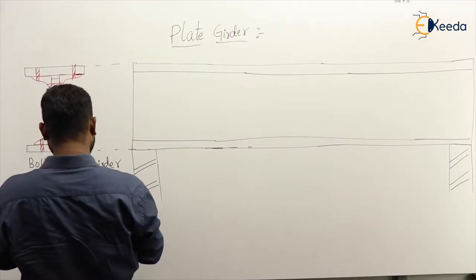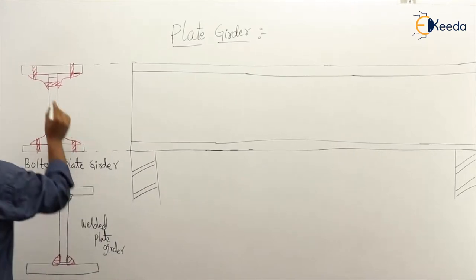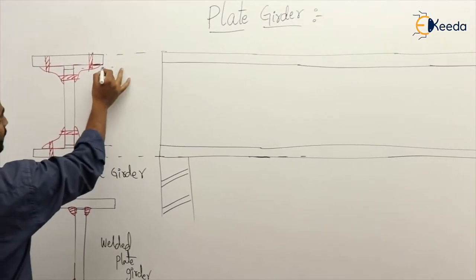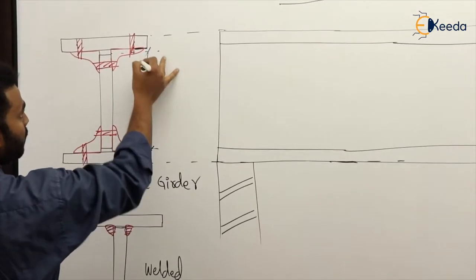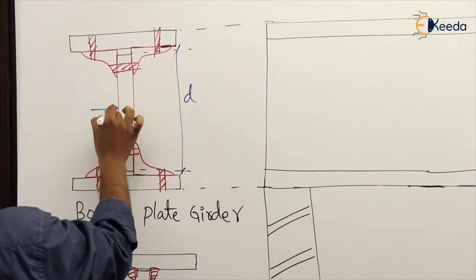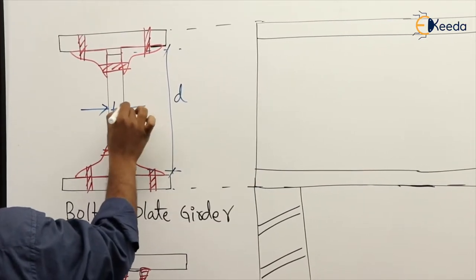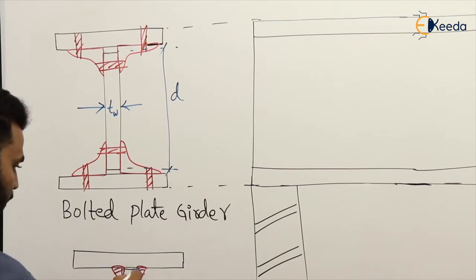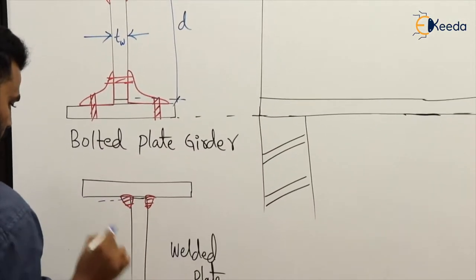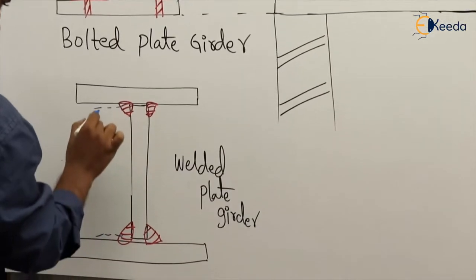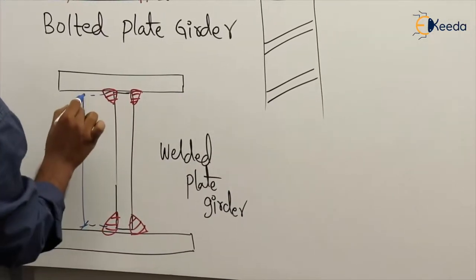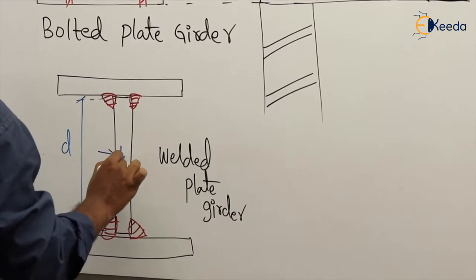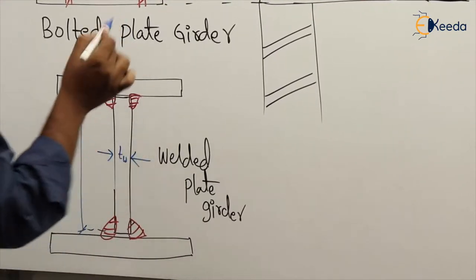Now if you want to show the dimensions, this is the depth of the web of the plate girder, which we represent with D. Clear? And this is the thickness, tw. This is the thickness tw and the depth is D. In this view also, this is the depth of the plate girder, D, and obviously this is tw. Agree?